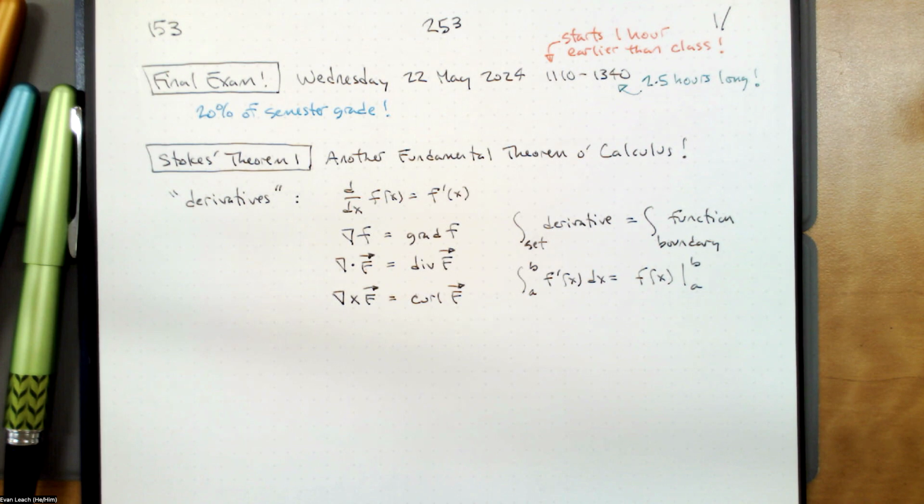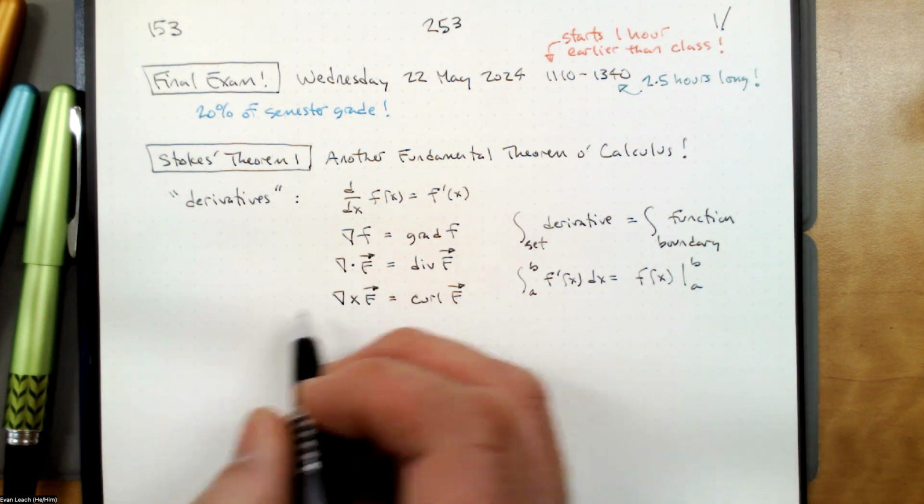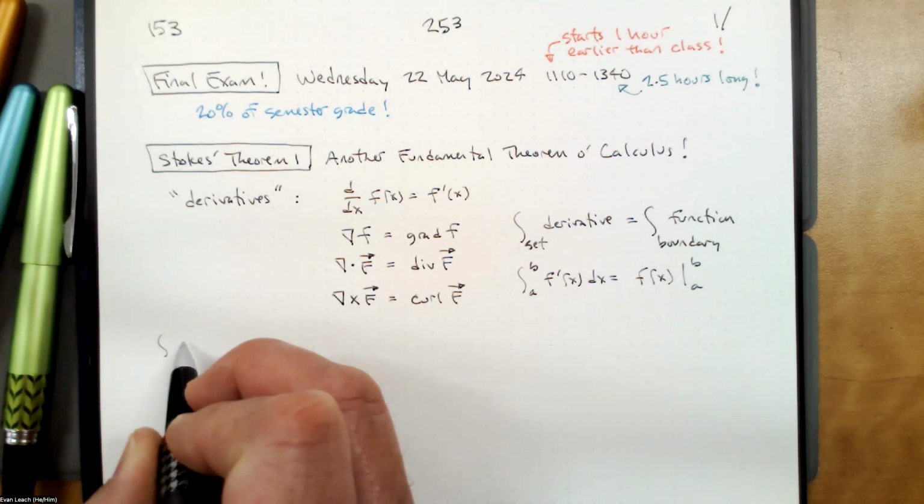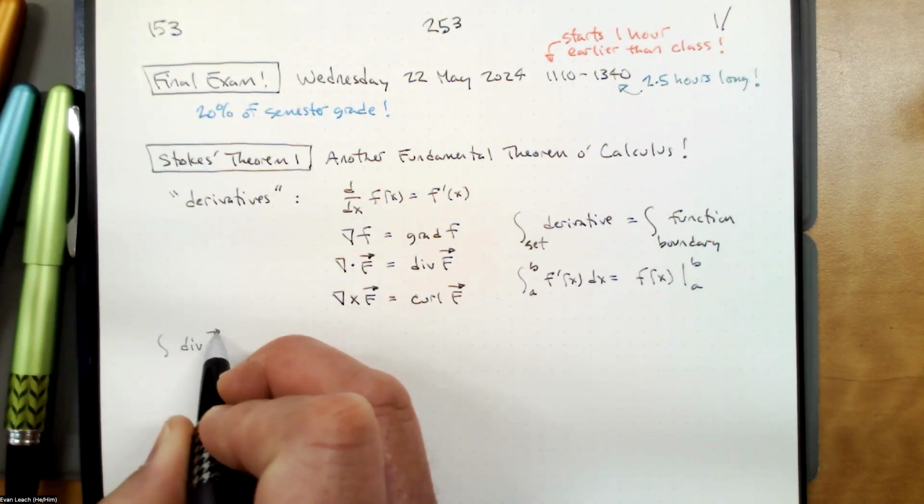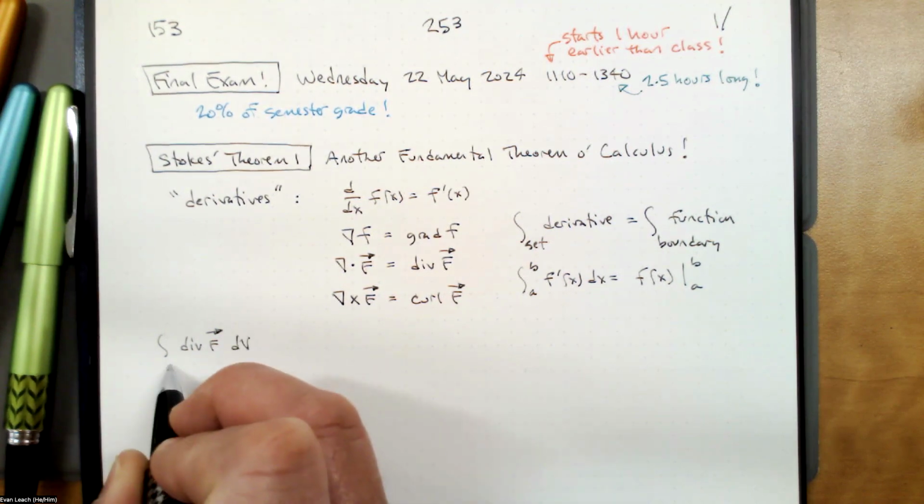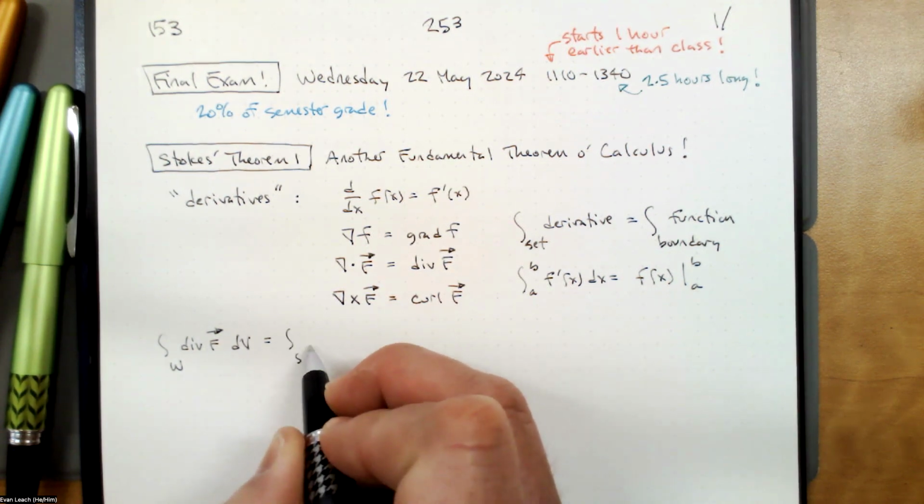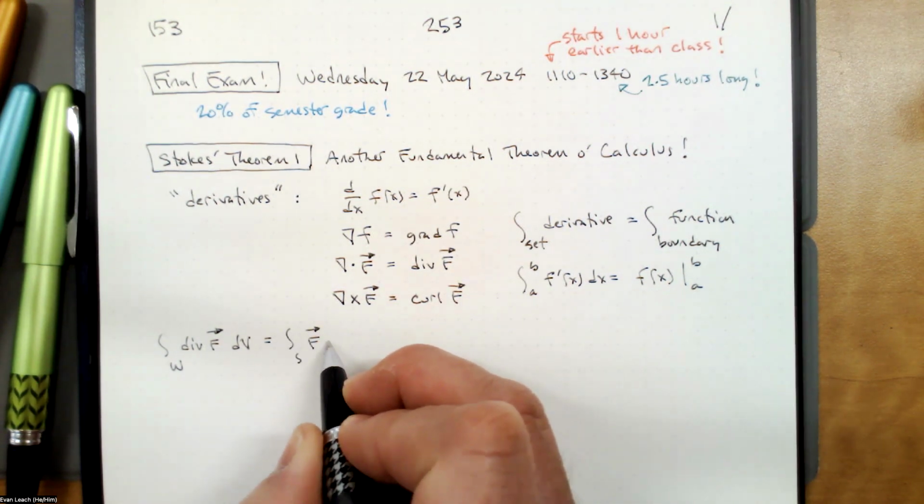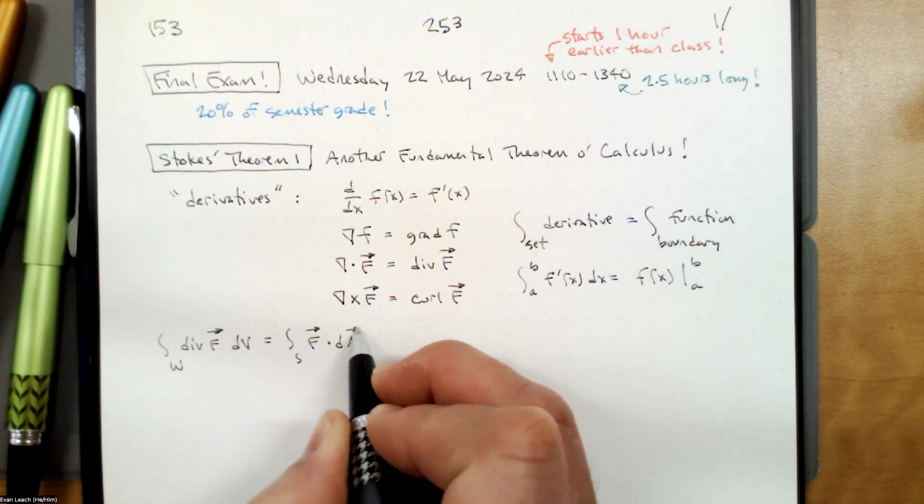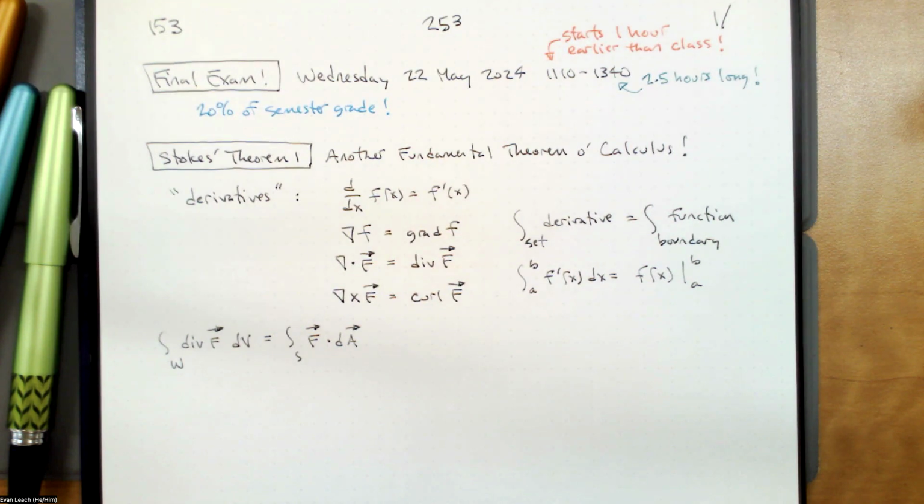But that's the structure of something that we will call a fundamental theorem of calculus. The integral over some set of a derivative will be evaluating the function at the boundary of the set. So, other versions of this we saw in the divergence theorem. The integral of the divergence of a vector field over some solid in R3 is the surface integral of the vector field at the boundary of the solid.